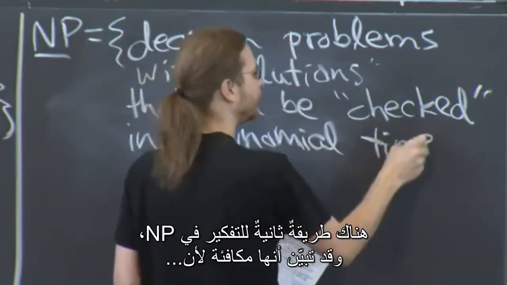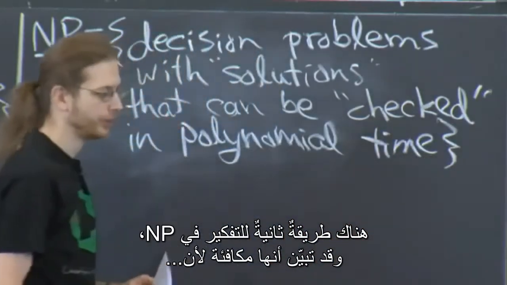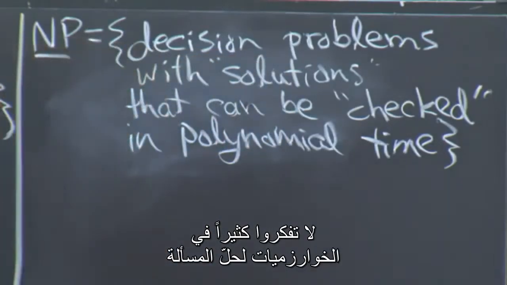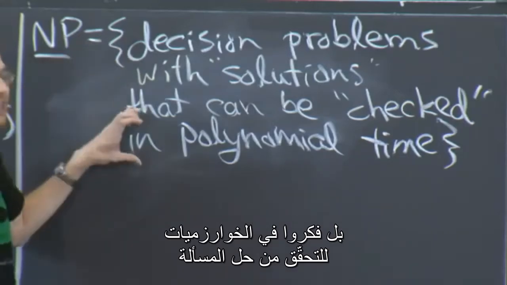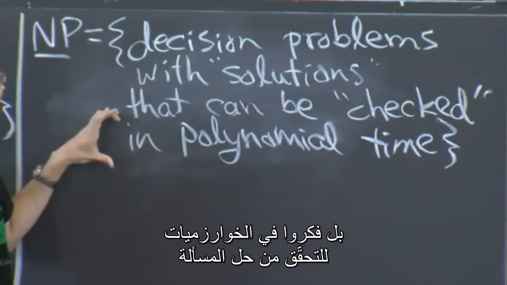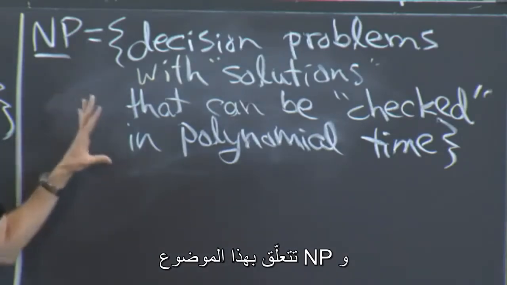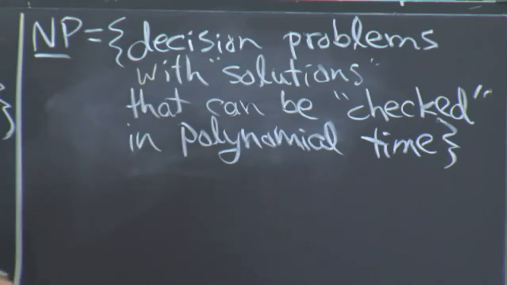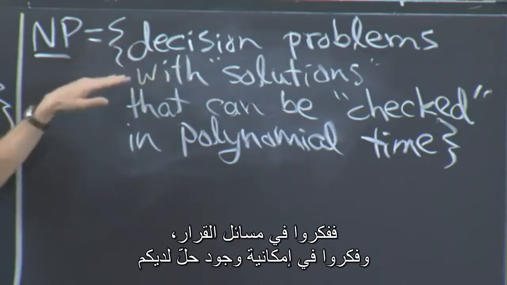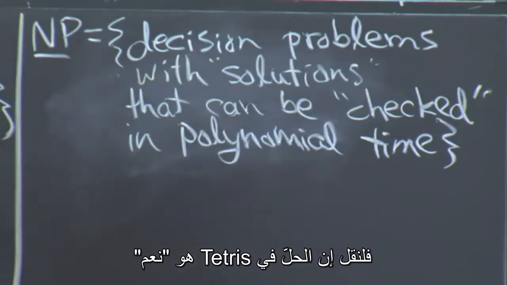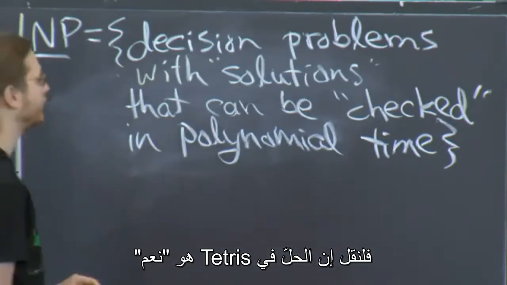Another way to think about NP, which turns out to be equivalent, is that you don't think so much about algorithms for solving a problem. Just think about algorithms for checking the solution to a problem. Okay, it's usually a lot easier to check your work than it is to solve a problem in the first place. And NP is all about that issue. So think of decision problems and think about if you have a solution. So let's say in Tetris, the solution is yes.